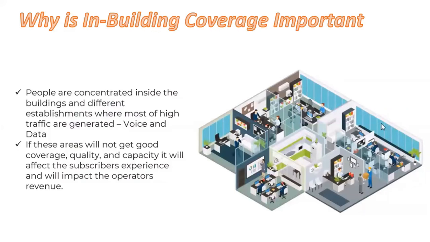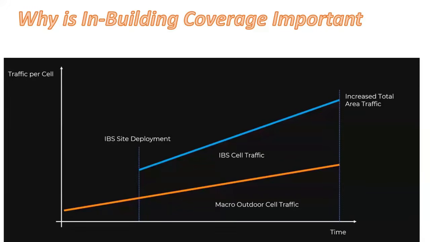Okay. So people are concentrated inside buildings and different establishments where most of the high traffic, voice and data, is generated. Overall, if you put IBS, the subscriber experience will be improved. That's why it's very important. Now it's very important to have in-building solutions to improve the operator's revenue, right? So just think, when you do not have good capacity and quality, you will not browse much. You open one app and if it is not opening quickly, you just kill the application and put the phone back in your pocket. So now just think about the change in the behavior of your subscribers when you have good coverage and capacity.